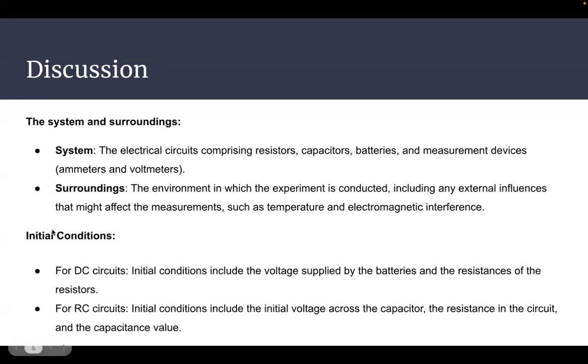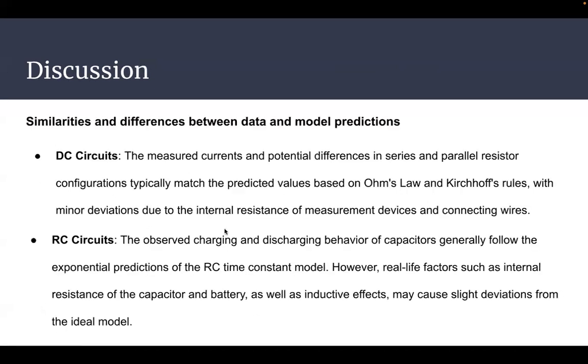And here are the initial conditions. For DC circuits, these include the voltage supplied by the batteries and the resistance of the resistors. For RC circuits, they include the initial voltage across the capacitor, the resistance in the circuit, and the capacitance value. Here's the similarity and the difference between data and model prediction.